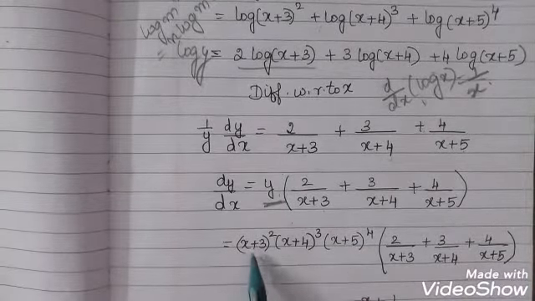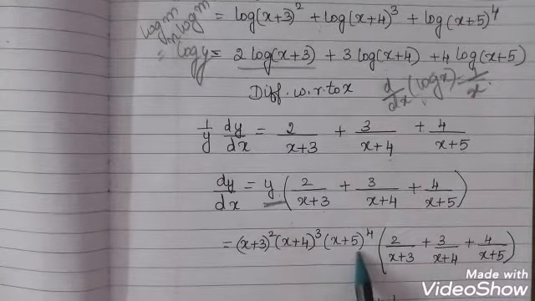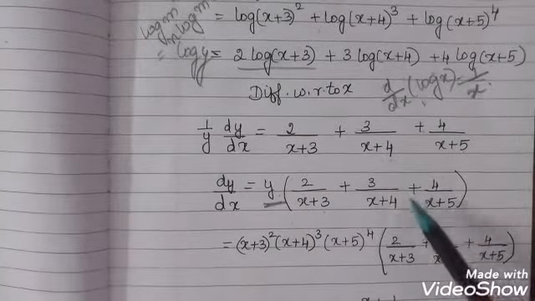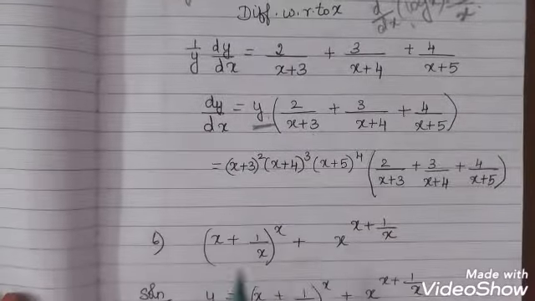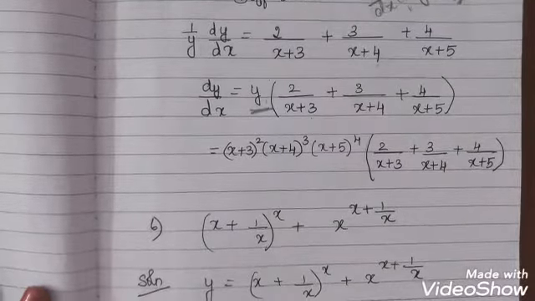So you will write it as (x+3)^2 into (x+4)^3 into (x+5)^4 into [2/(x+3) + 3/(x+4) + 4/(x+5)]. This is what you have here. Got it? Okay. So here you understood how to do it. Okay, a very simple one only.